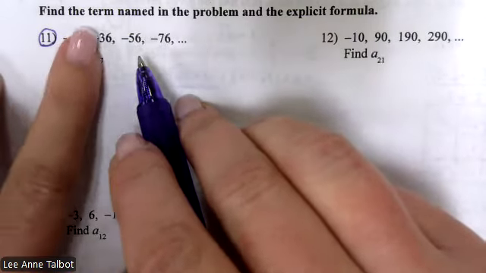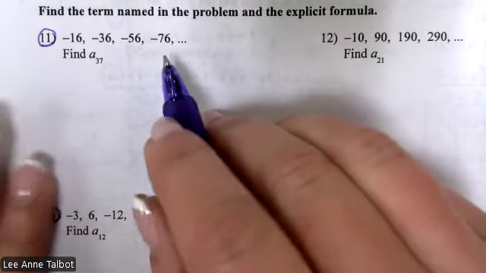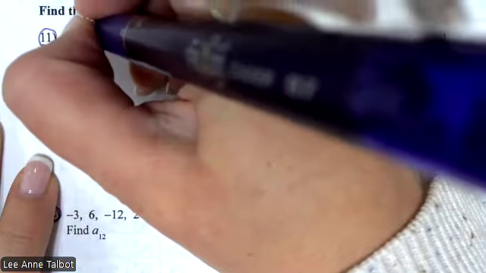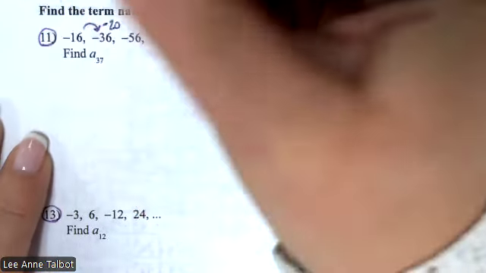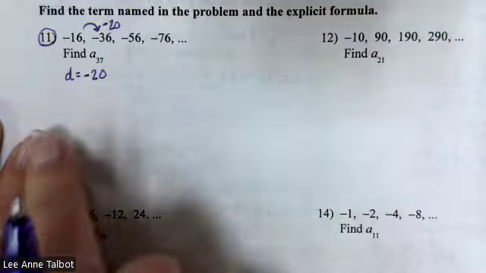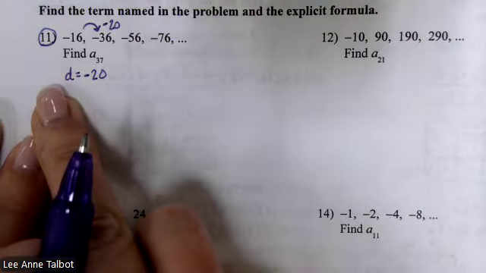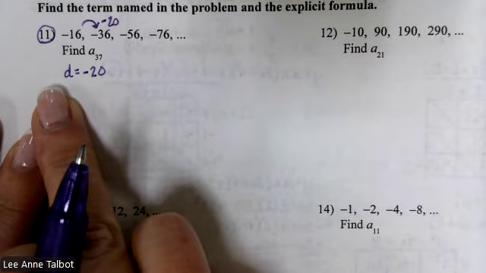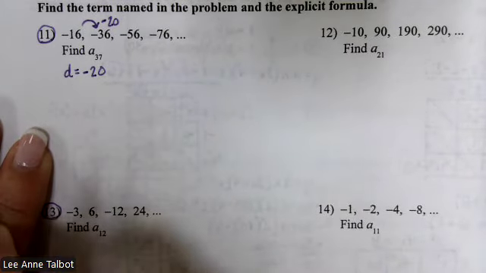What is this particular thing changing by? What's the growth here? Yes, -20. And so the letter that we use for that is D for common difference. You might think of it as slope, but D equals -20.